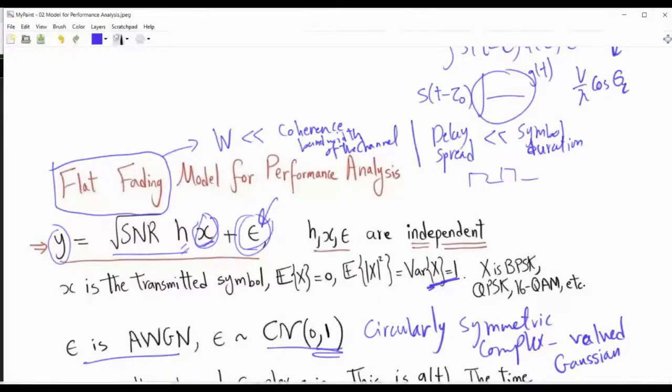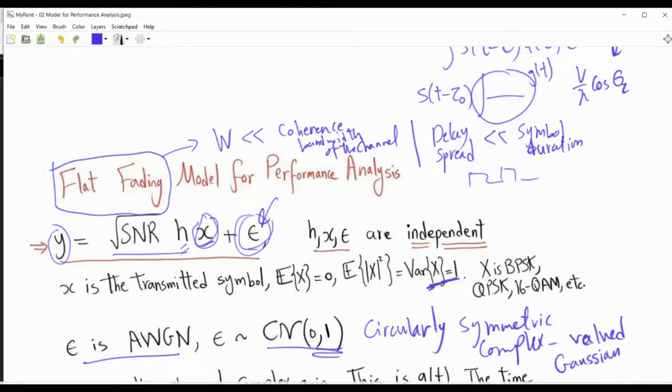So the Gaussian noise is a signal that contaminates your useful signal due to the receiver electronics. Whenever you receive a signal via an antenna and you amplify this signal, the amplifier is built using electronic devices, and those devices are noisy.